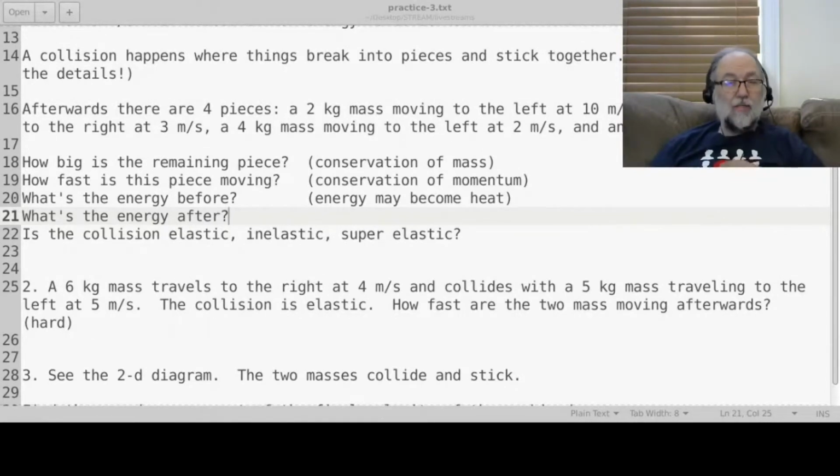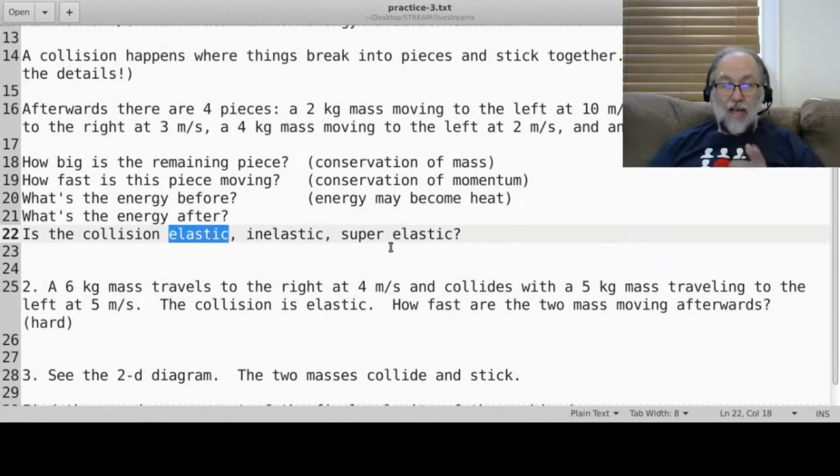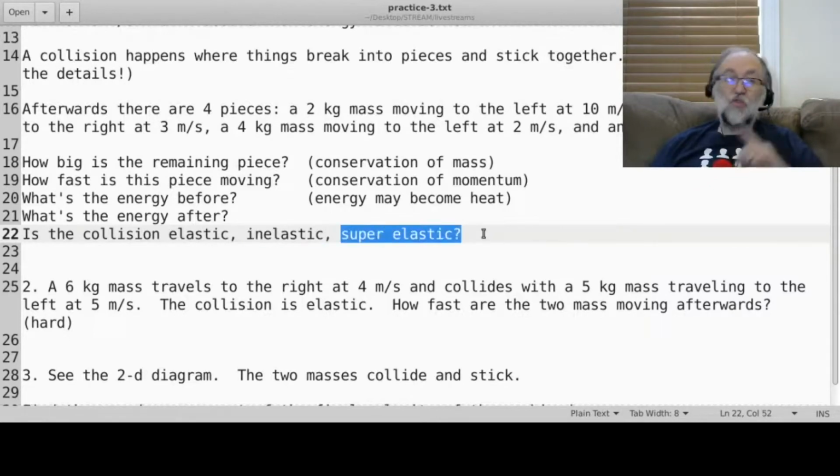Don't assume it, but it is a possibility, in which case it's an elastic collision. If the energy after is less than the energy before, it's inelastic. And if the energy after is greater than the energy before, it's superelastic.